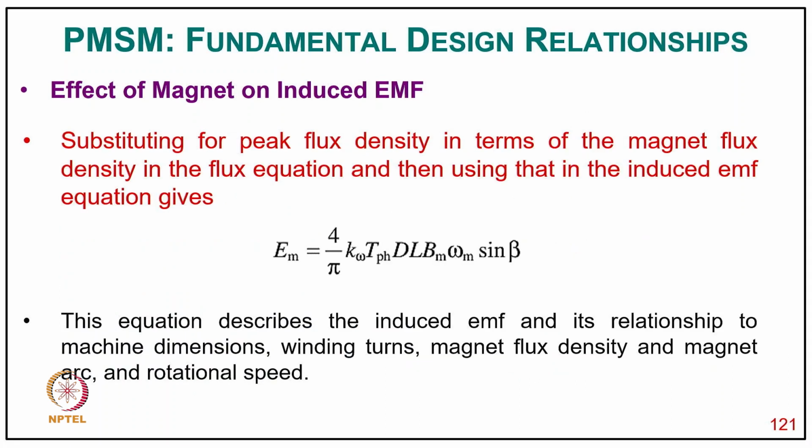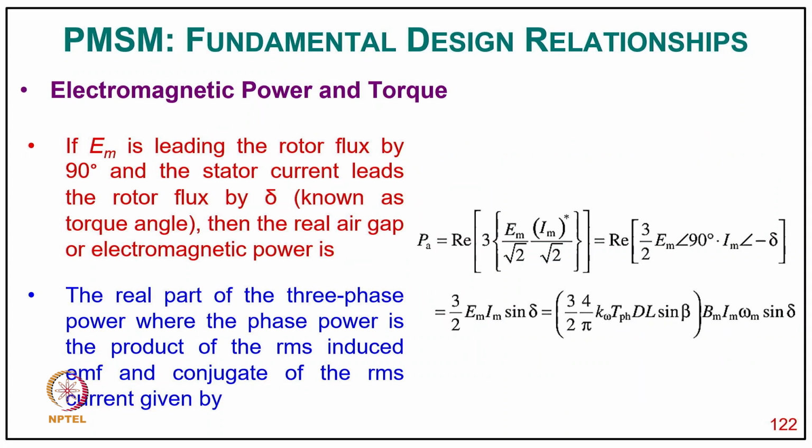So now substituting the peak flux density in terms of the magnet flux density in the flux equation, and then using that in the induced EMF equation gives Em equal to 4 upon pi Kw Tph dl Bm omega m sin beta. This equation describes the induced EMF and its relationship to the machine dimensions, winding turns, magnet flux density, the magnet arc and the rotational speed.